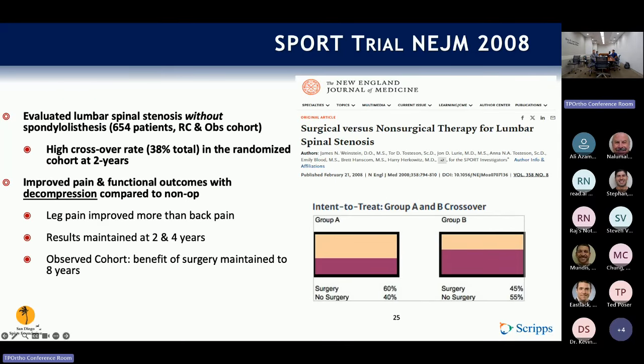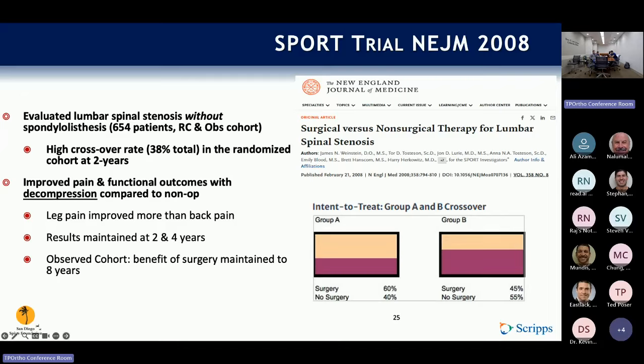So here's the SPORT trial that's often cited. This is the landmark RCT used to evaluate the effectiveness of surgical intervention for the three most common spinal pathologies, which included lumbar spinal stenosis without spondylolisthesis. In the lumbar stenosis iteration, they compared surgical intervention in the form of decompression versus various non-operative treatments. A total of 654 patients were enrolled and randomized into the cohorts.